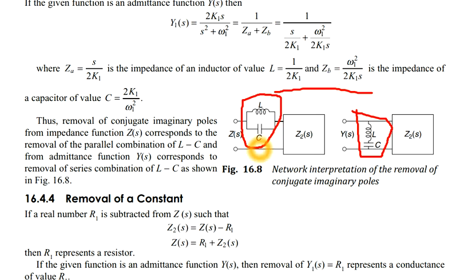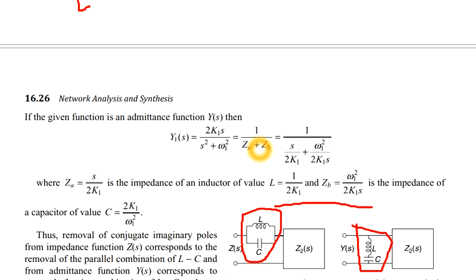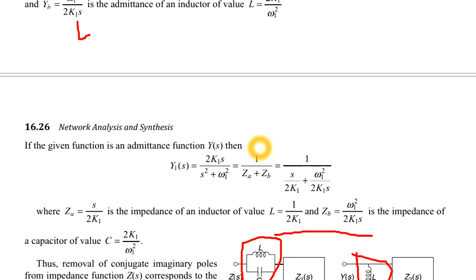So this is how we are going to separate the imaginary poles, and they are going to become the L and C parallel combination if it is impedance, and the L and C series combination if it is admittance. So these are the different ideas of synthesis. Okay, right, thank you.